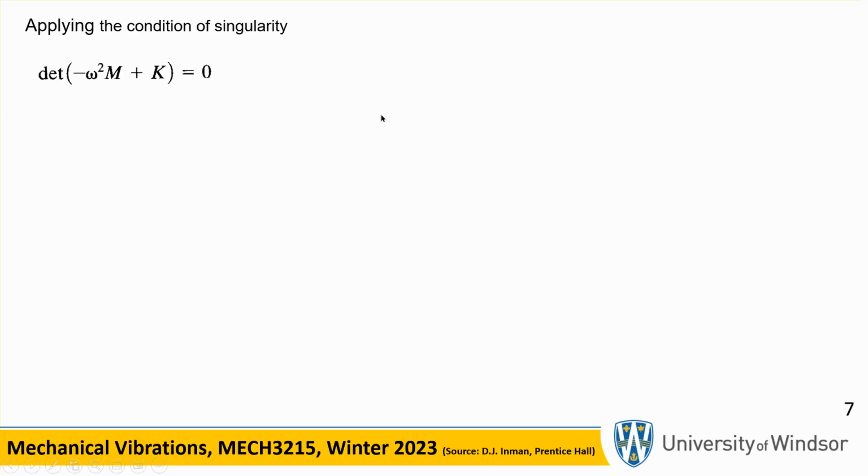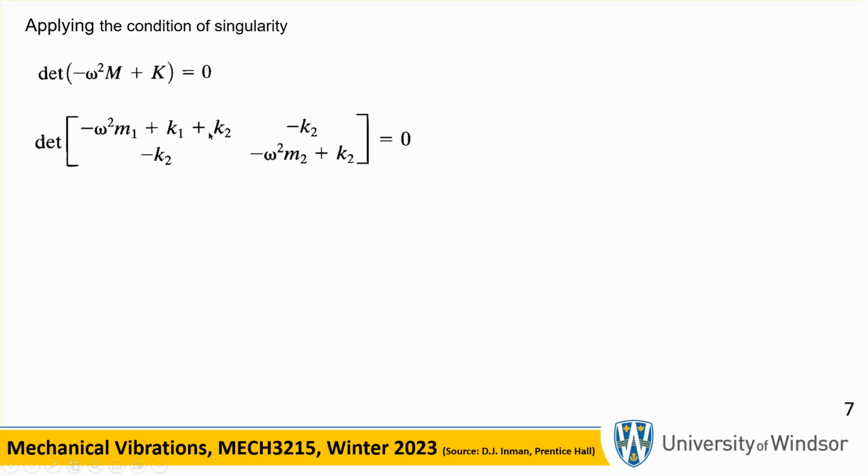So the determinant of this must be 0. Well, let's write down what M is. M was M1 and M2. Remember, matrix M was a diagonal matrix: M1, 0, 0, M2. Remember this matrix K was right here: K1 plus K2, minus K2, minus K2, K2. Literally write this thing down. Write M, write K. You're going to have the determinant of this.